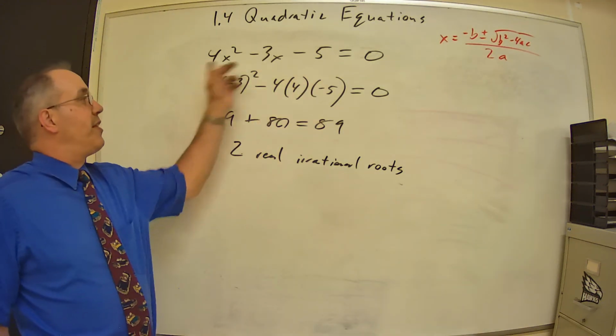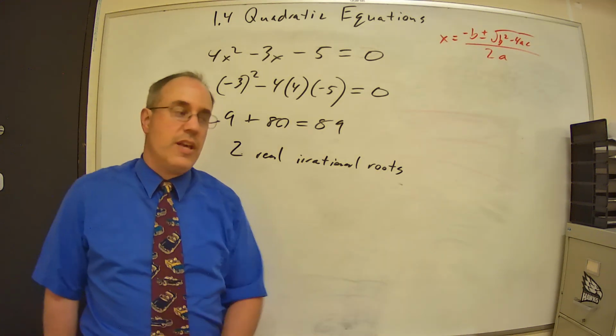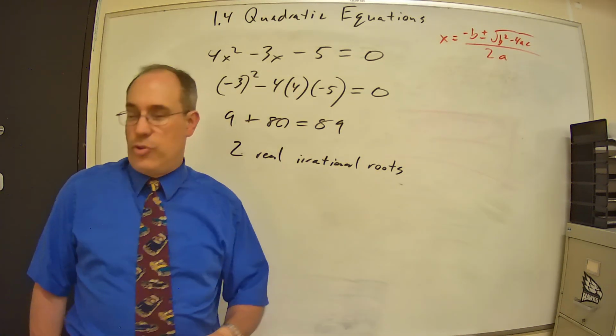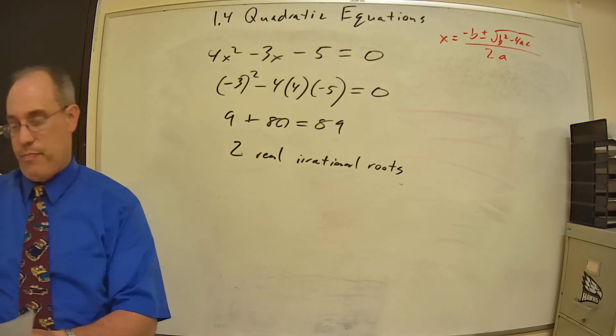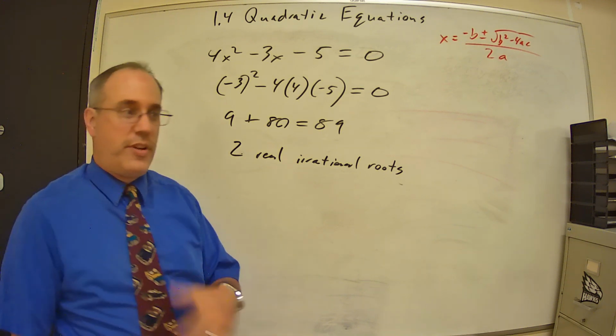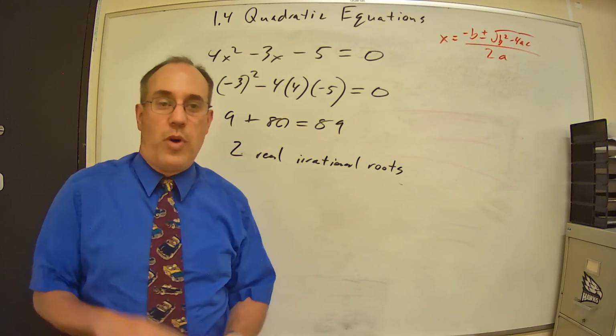Just by looking at the discriminant, when we find that out, we can guarantee what kind of roots we have. Then we can go through and do the work and show that we have those roots. Okay? And that finally, sorry, I went out of screen, that finally finishes up section 1.4 on quadratic equations.